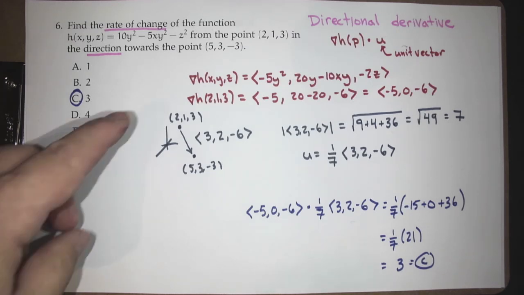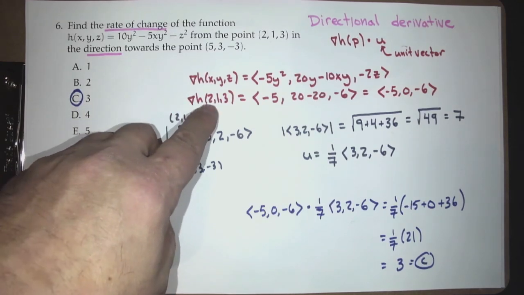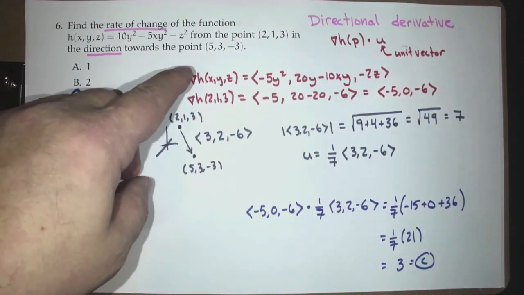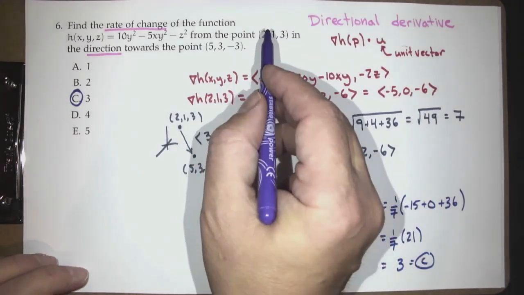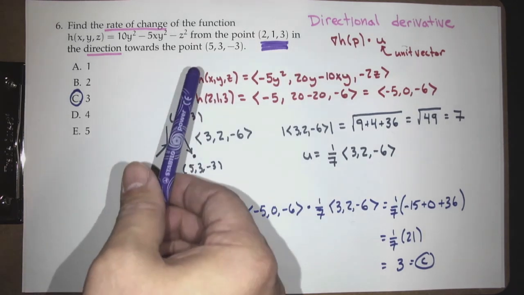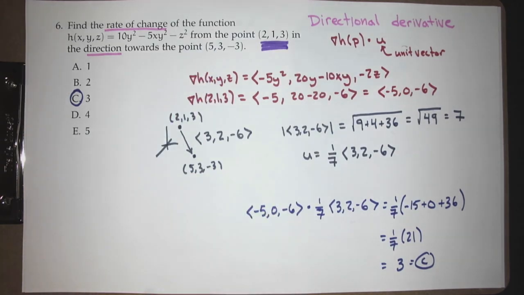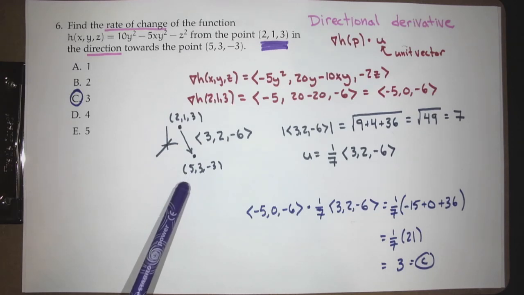All right, so we have our approach. We take our gradient and plug in our x equals 2, y equals 1, z equals 3. So make sure you know which point you have, because here it gave you 2 points. So you have to say, aha, I know I'm at that point. That's the point I'm plugging in. The other point is helping to get the direction. So we have from 2, 1, 3 towards 5, 3, negative 3.